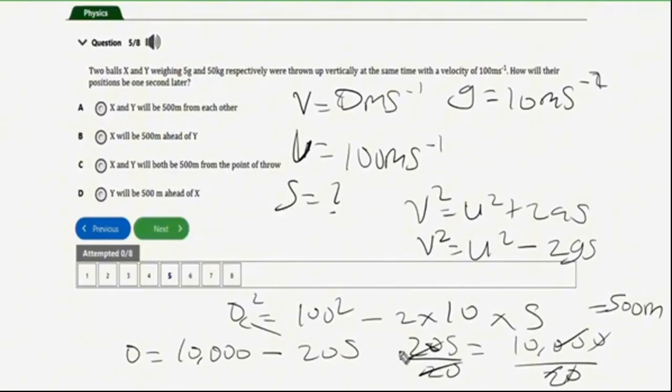Take note of this particular question. I've often seen it repeated. X and Y will both be 500 meters from the point of truth. So that's the correct option, option C. Let's wipe this now and solve the next repeated question.